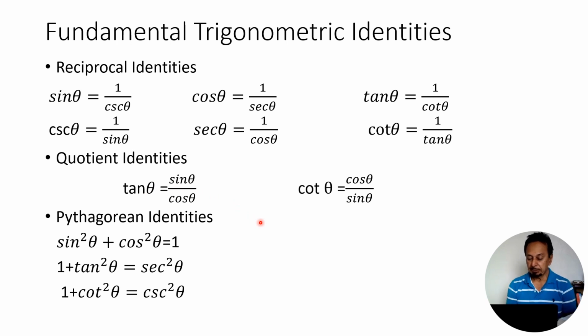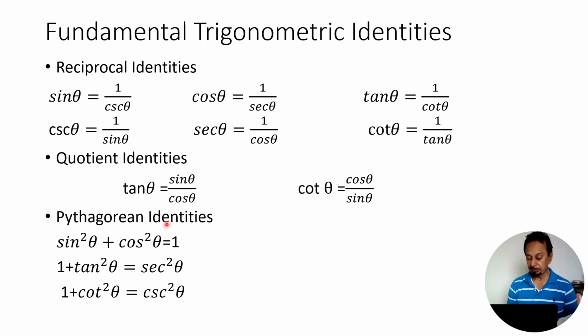Fundamental trigonometric identities. First, the reciprocal identities. Sine theta and cosecant theta are reciprocals, so sine theta is 1 over cosecant theta. Cosine theta and secant theta are reciprocals, so cosine theta is 1 over secant theta. Tangent theta and cotangent theta are reciprocals, so tangent theta is 1 over cotangent theta. Cosecant theta is 1 over sine theta. Secant theta is 1 over cosine theta. Cotangent theta is 1 over tangent theta.